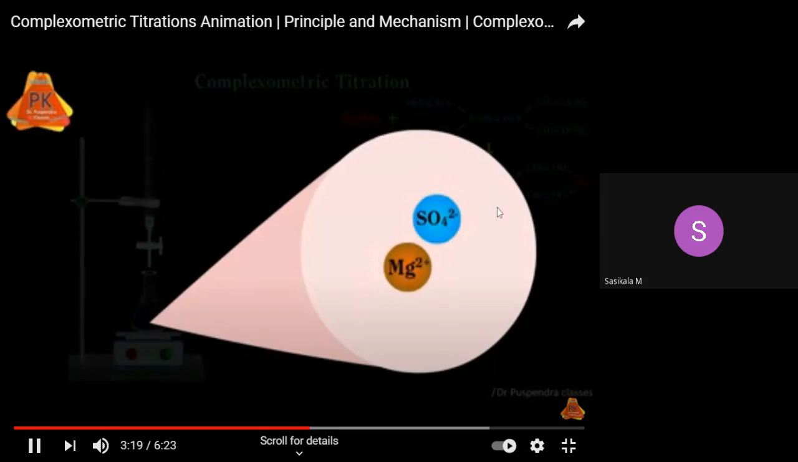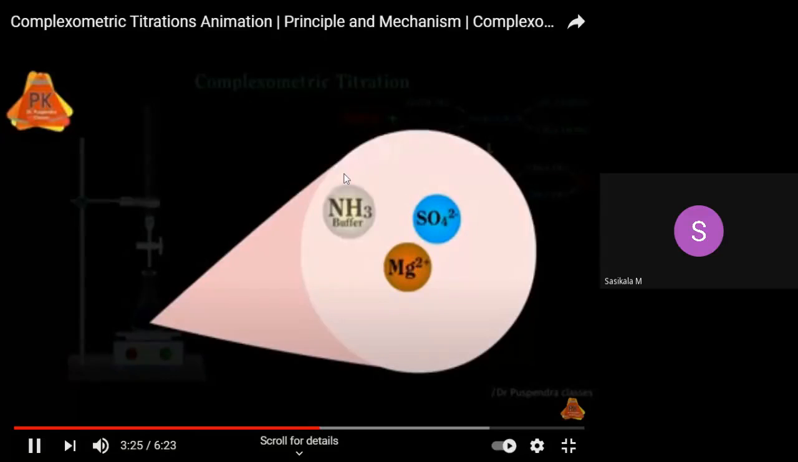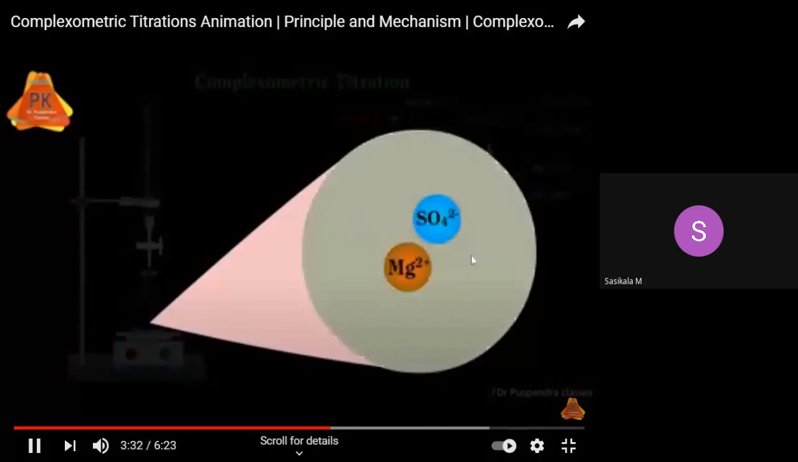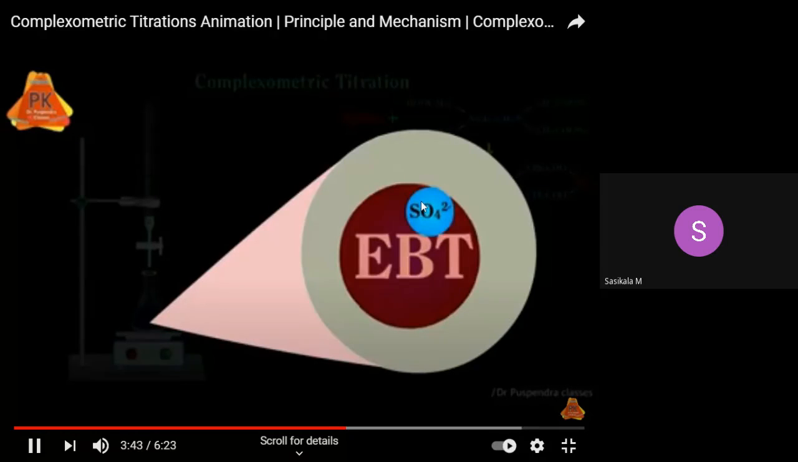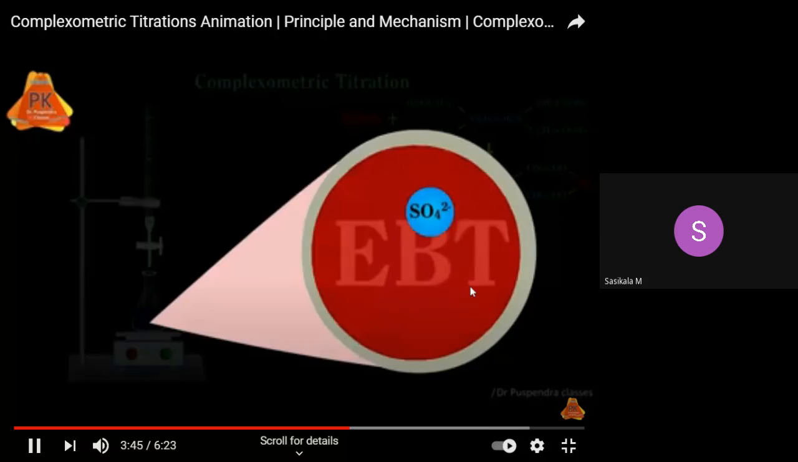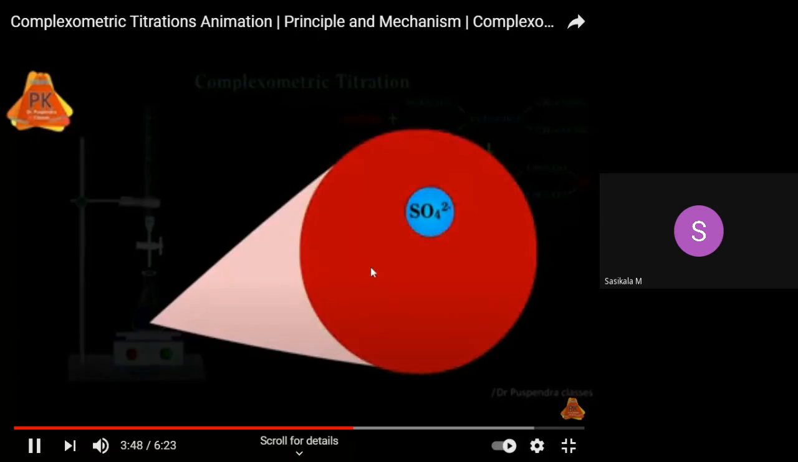Magnesium sulfate is converted into ions in solution form. When it is dissolved in water, it is converted to ionic form, and it is buffered with ammonia. That's what you have seen, the ammonia that is spread. Now Eriochrome Black T, EBT, is added. It forms a complex with magnesium, which shows the red color. This is the actual mechanism behind complexometry.